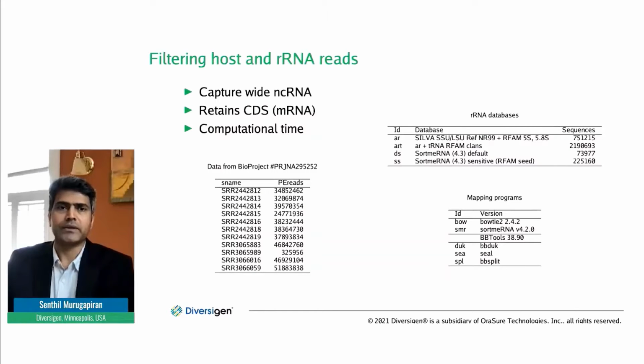In order to filter host and rRNA reads, it's important that we capture a wide variety of non-coding RNA while retaining the coding sequences, or the mRNA coding sequence genes. We should also be aware that the computational time and memory requirements stay within a certain limit, for example, to reduce AWS cloud computing costs.